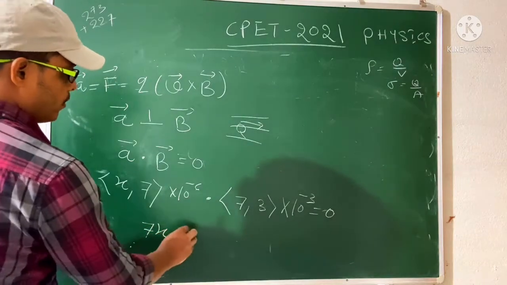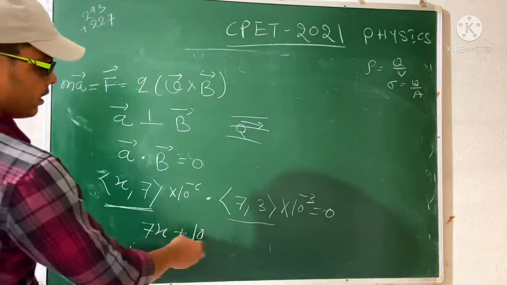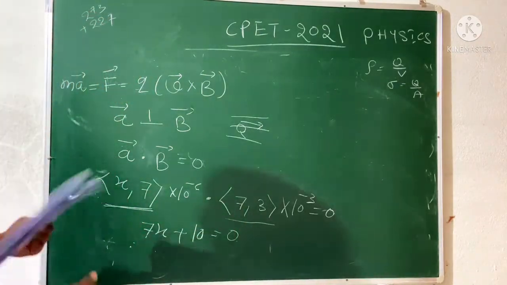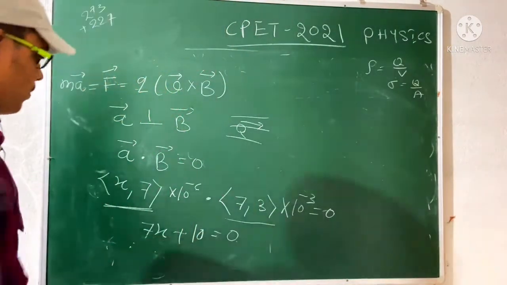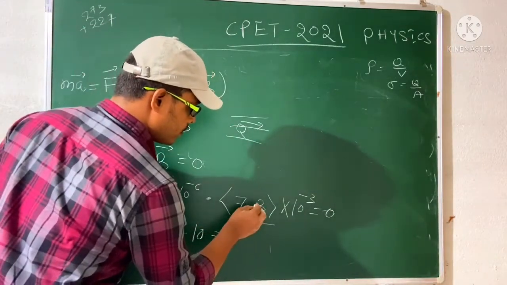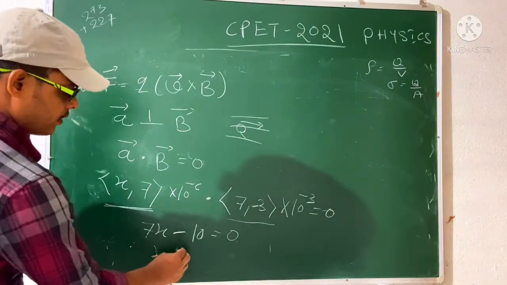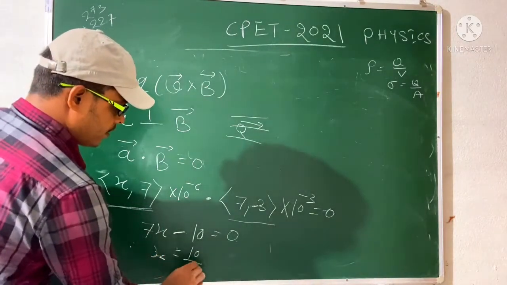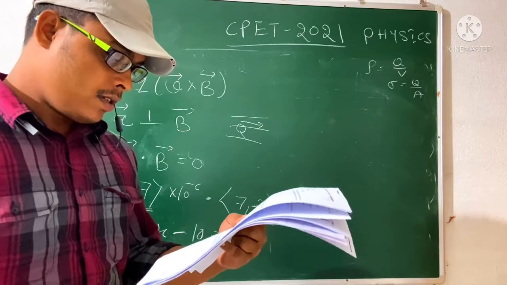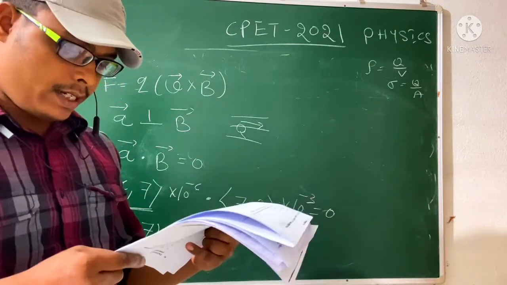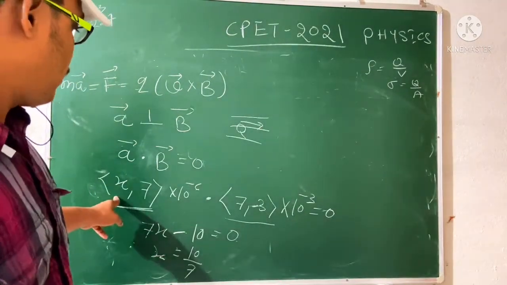So the next thing is your 7x plus 10. You just do the dot product of these two vectors. 7x plus 10 equals 0. Okay, so sorry, this is minus, so that will be minus. So your x is 10 by 7. So your x is 10 by 7.